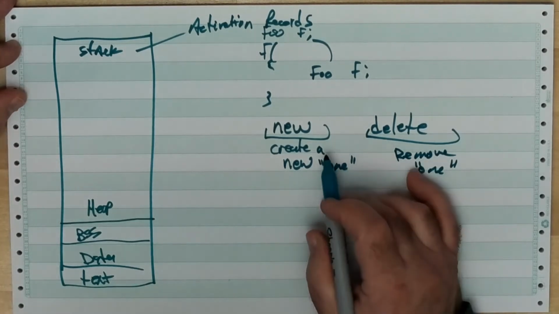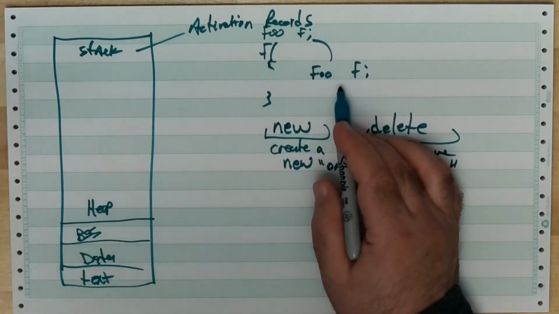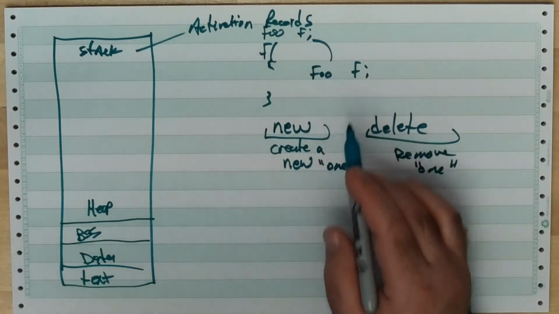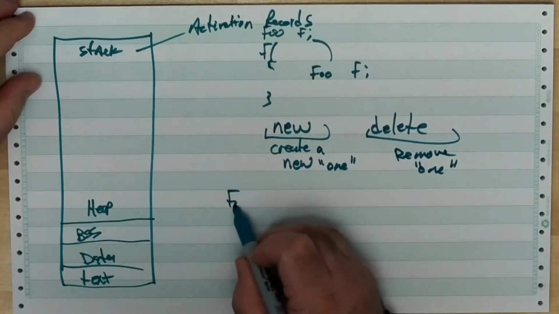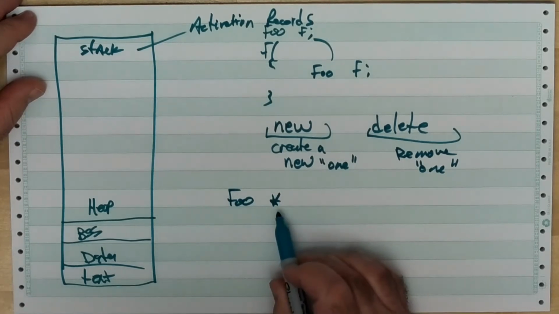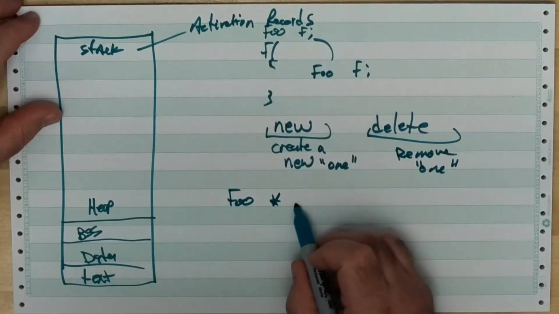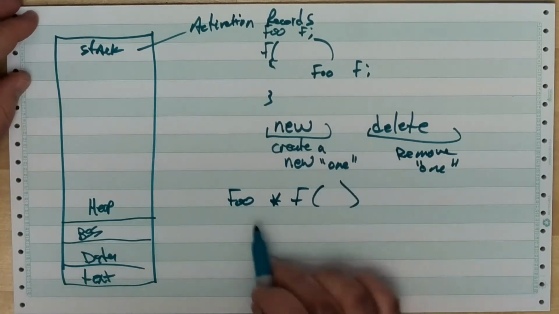Now, the way you use these is like this. Let's say I got this function f and I want to create a foo, but I don't want it to be in my activation record. I want to return a pointer to it or something like that. So I would say, a foo. If I'm going to return a pointer to it, I have to say foo star to declare this pointer. And if my function f returns a pointer to a foo, I end up with a function whose signature looks like this.